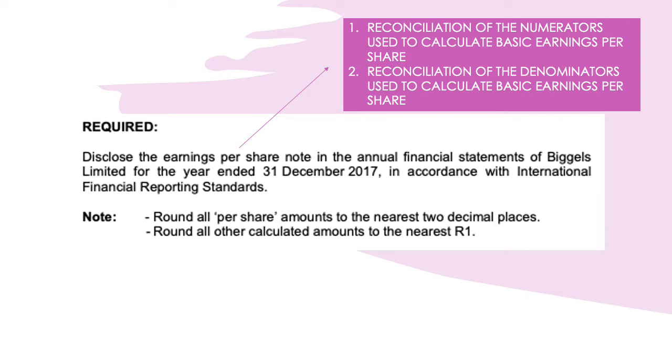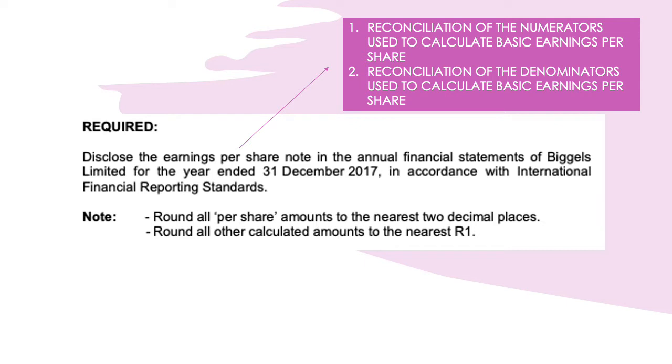So the required of question 14 is as follows. Disclose the earnings per share note in the annual financial statements of Biggles Limited for the year ended 31 December 2017, in accordance with International Financial Reporting Standards. Note: round all per share amounts to the nearest 2 decimal places and round all other calculated amounts to the nearest rand. Now, what is an earnings per share note?